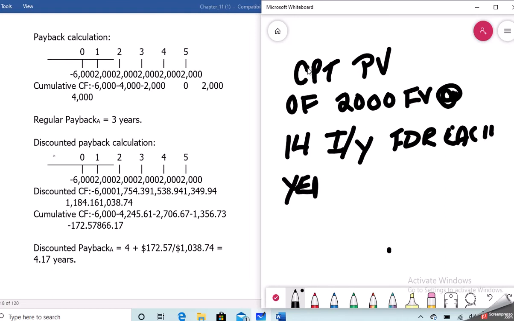So then your N is going to be 1. And then you would put in the future value of $2,000, 14 IY, compute that present value. Then you'd go out and say, okay, my N's going to be 2, future value of $2,000, IY of 14, again, no payment, and then compute the present value. And then you'd find that you're going to get these values here.